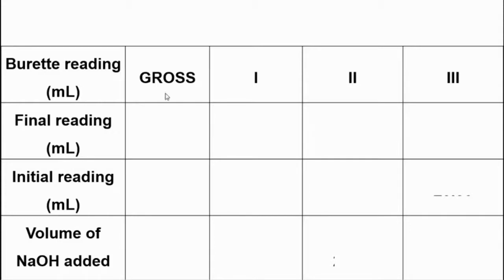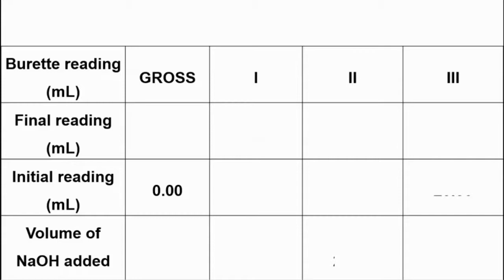In this part B, we need to do the titration. Firstly, we are going to start with the gross titration. Let's say in this case, I started with 0.00 milliliters of sodium hydroxide. Remember, whenever we record the reading of the burette, it must be in 2 decimal points. Even though you started at 0, you must record it as 0.00 milliliters. Then we start the titration.